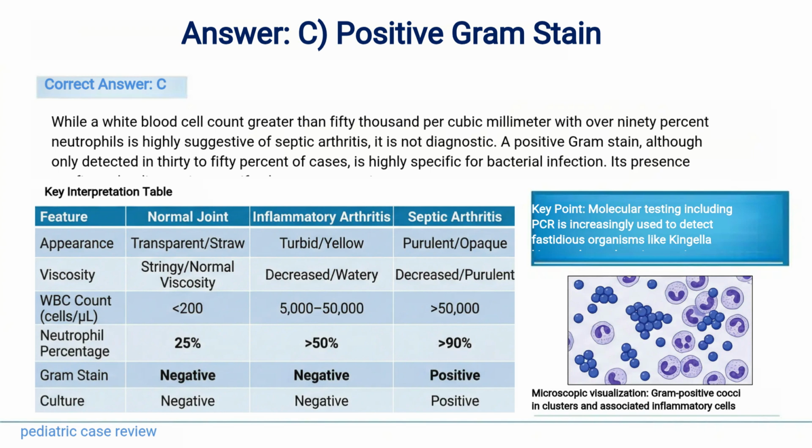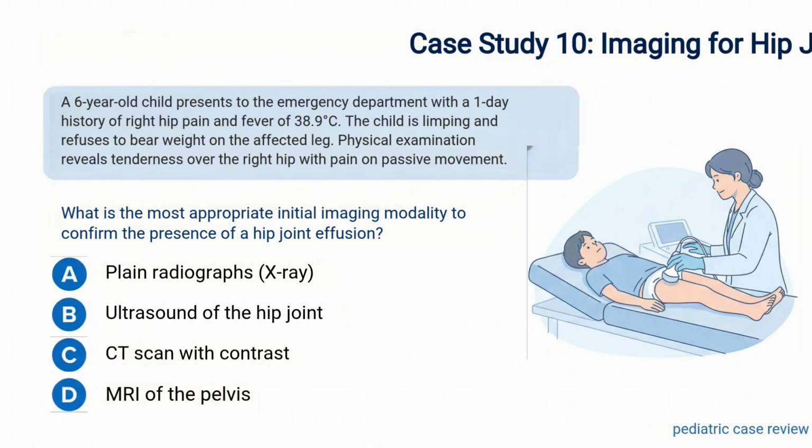An important point: molecular testing, including polymerase chain reaction, is increasingly used to detect fastidious organisms like Kingella kingae when standard cultures are negative. All synovial fluid should be sent for cell count with differential, gram stain, culture, and glucose simultaneously. Case Study 10. Imaging for hip joint effusion.